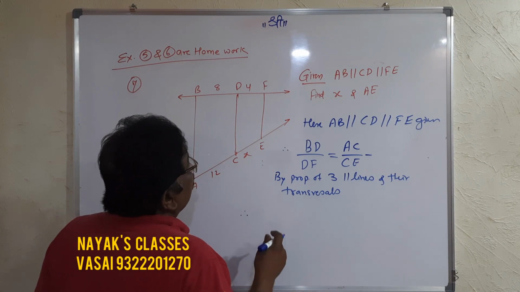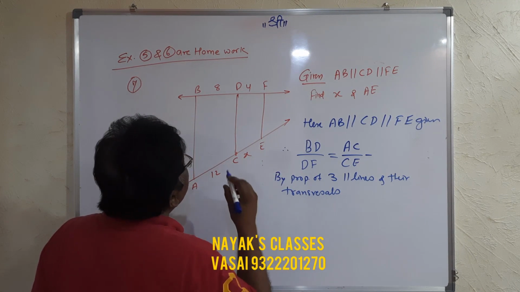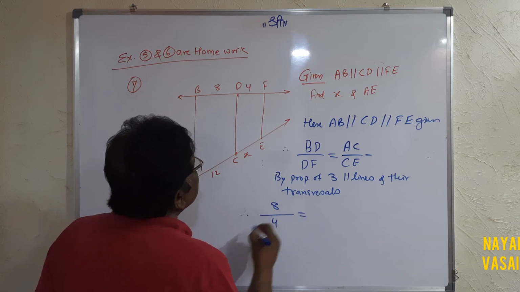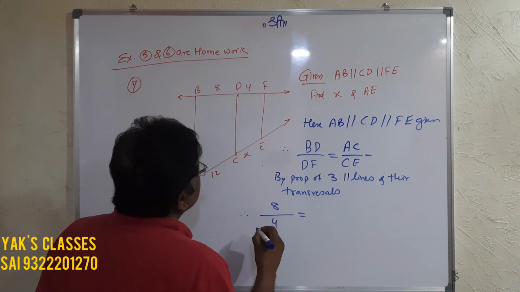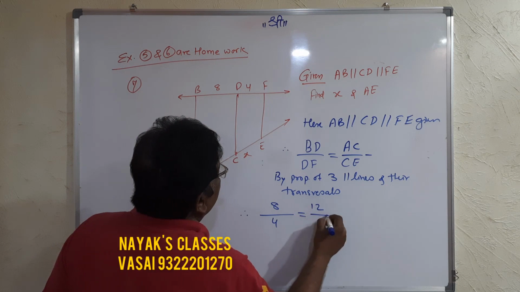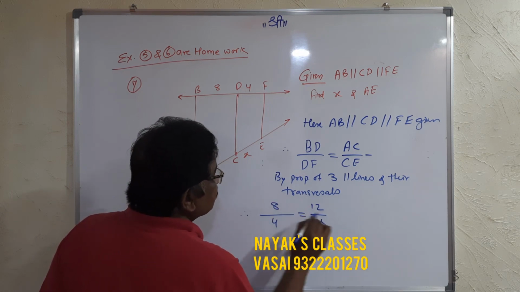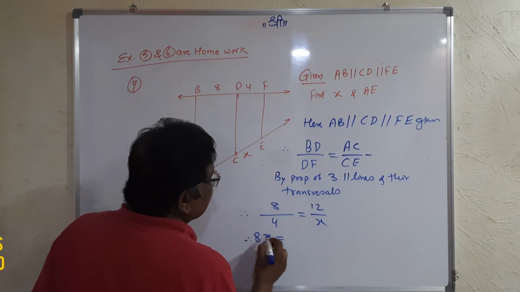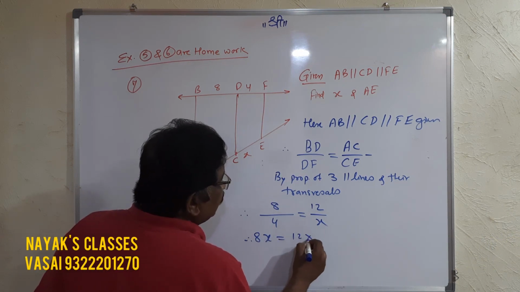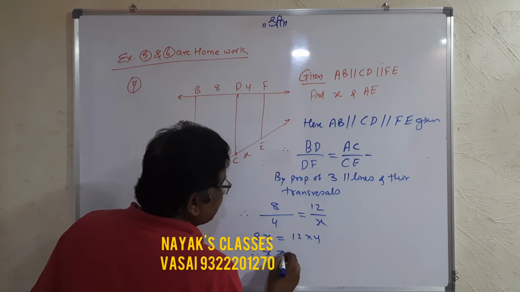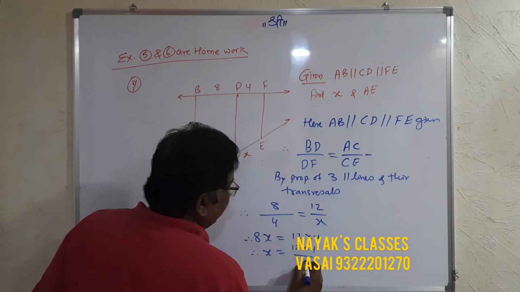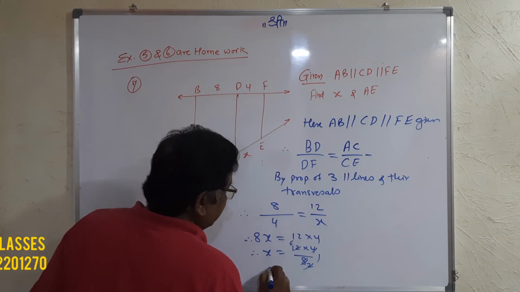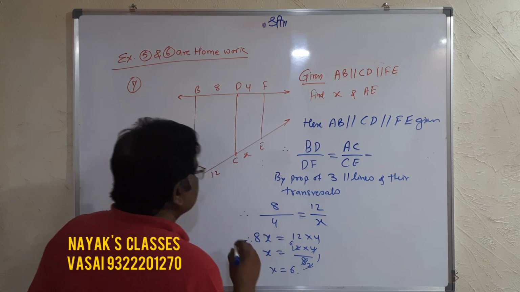Therefore, after putting the values, BD is 8 upon DF is 4, is equal to AC is 12 and CE is X. Therefore, 8X is equal to 12 into 4. Therefore, X is equal to 12 into 4 upon 8. 8 ones are 8, 2 ones are 2, 6. So X is equal to 6.